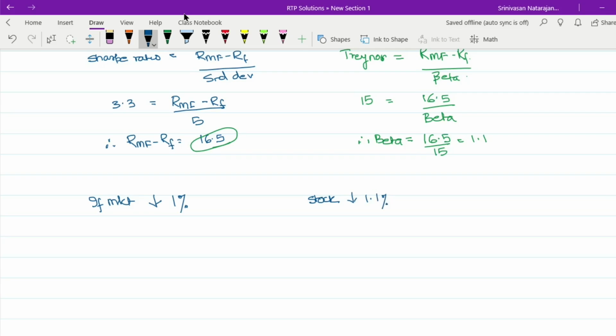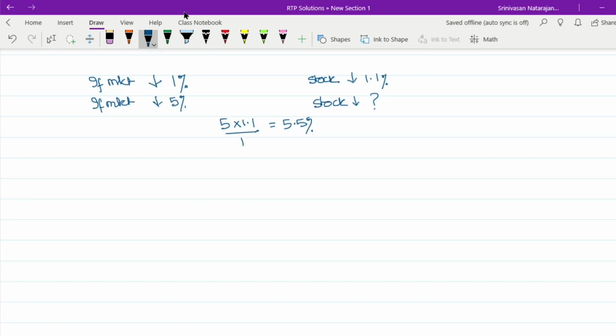Now in the question they have given that the market goes down by 5%. How much will the stock go down by? It's a simple case of cross multiplication. That will be 5 into 1.1 divided by 1. That is 5.5%, which means because the market has gone down by 5%, the value of the portfolio will go down by 5.5%. Now, once we have this information, we can very well calculate the NAV at the end of 1 month, NAV of K mutual fund at the end of 1 month.